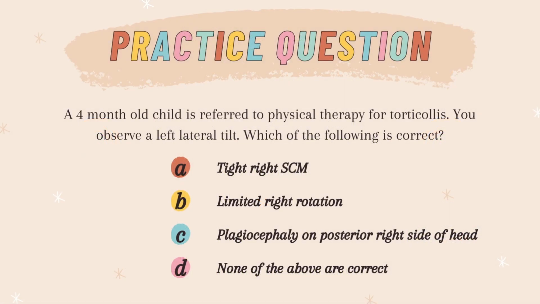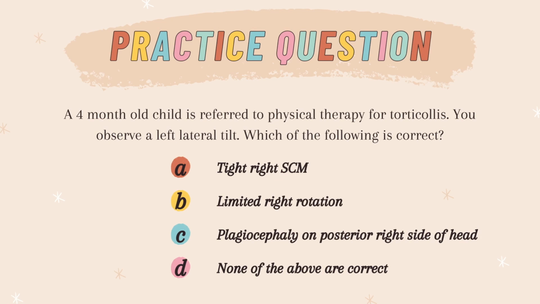Practice question number 1. A 4-month-old child is referred to physical therapy for torticollis. You observe a left lateral tilt. Which of the following is correct? I'll give you a moment to answer. If you're not ready to go over the answers, please pause.